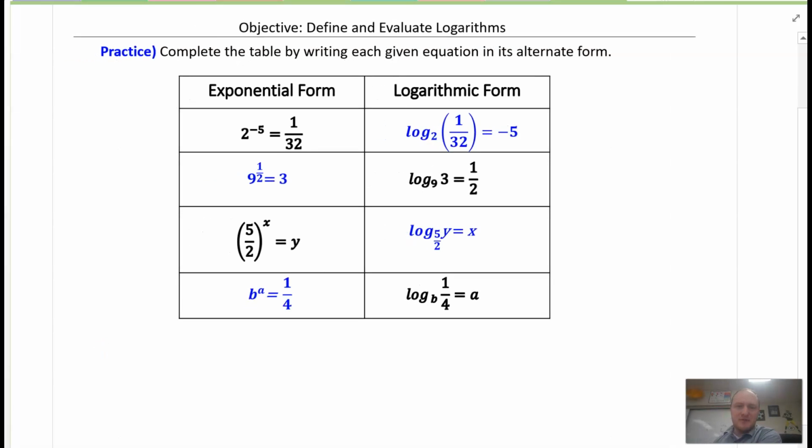All right, so that's it for this video. I have introduced logarithms, and we've talked about how to switch from exponential form to logarithmic form. That's an important skill that you'll need going forward for the rest of Accelerated Math 3 as well as Calculus. And in the next videos, we're going to talk about how we actually evaluate logarithms or solve equations.